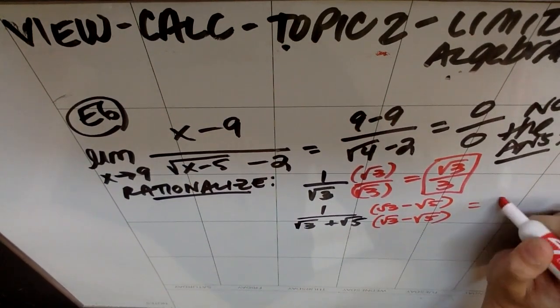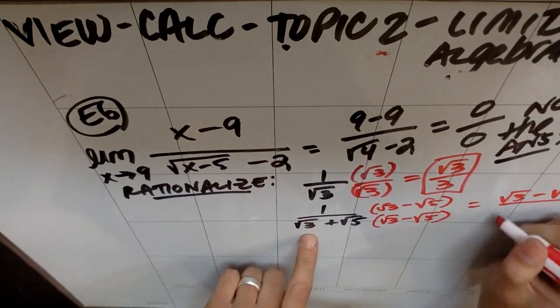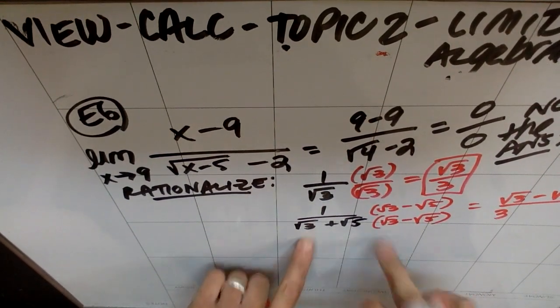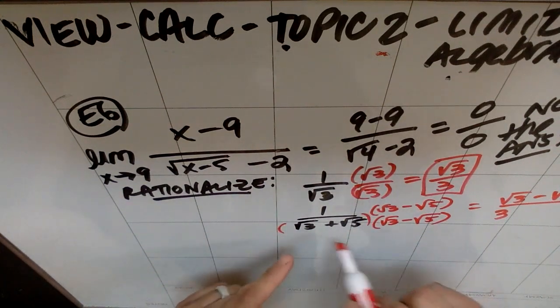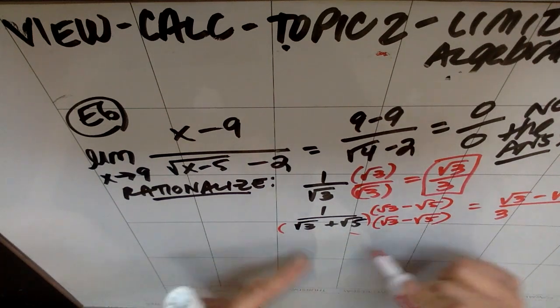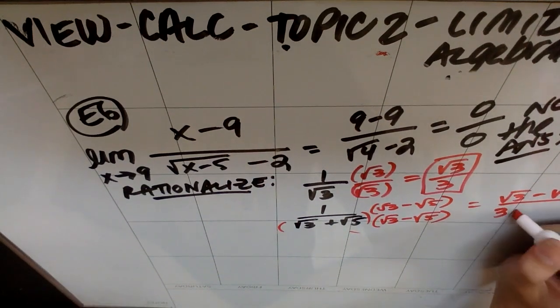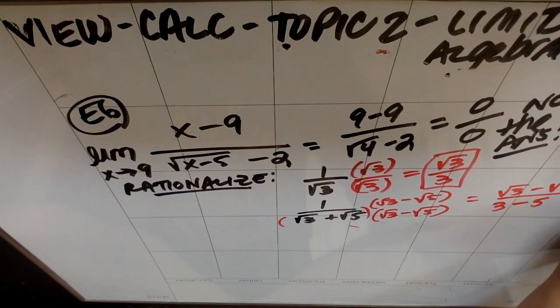And what would end up happening is the top would stay root 3 minus root 5. But when I FOIL the bottom, the first would become a 3, because it would be root 3 times root 3. The outer and inner would cancel because they would both be root 15s. They'd be a positive root 15 and a negative root 15, so they'd cancel. And then I'd get a minus 5. So what ends up happening is I end up with an answer that doesn't have a root in the bottom.